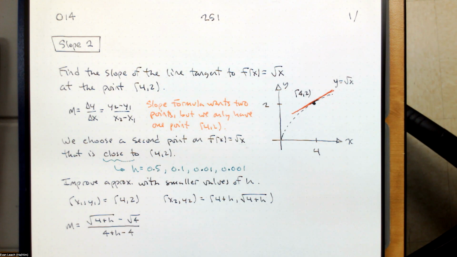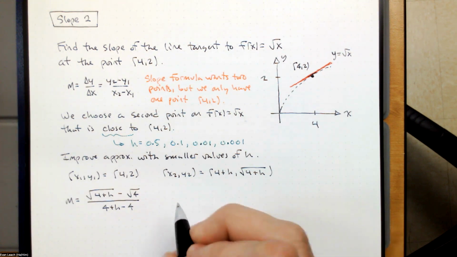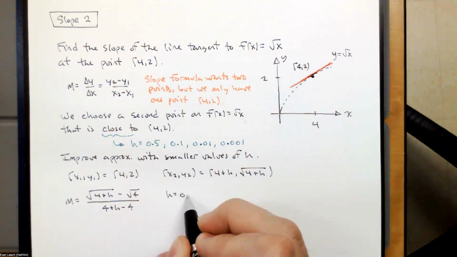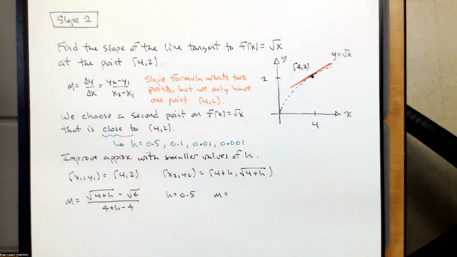This is what it would look like with h. We didn't have to write this, but this is the plan. Note that the denominator has a 4 plus h minus a 4, so we're just going to divide by h. So for various values of h, we'll get different values for the slope.